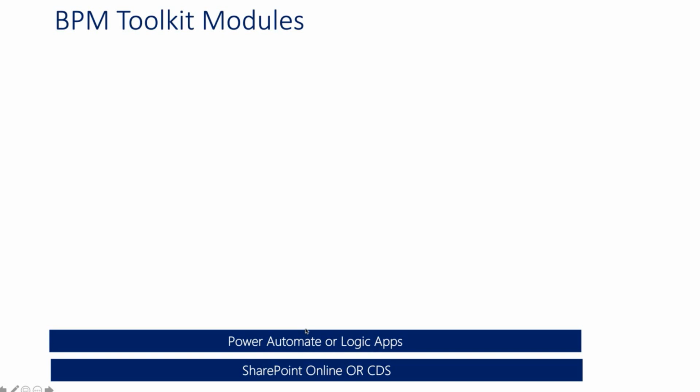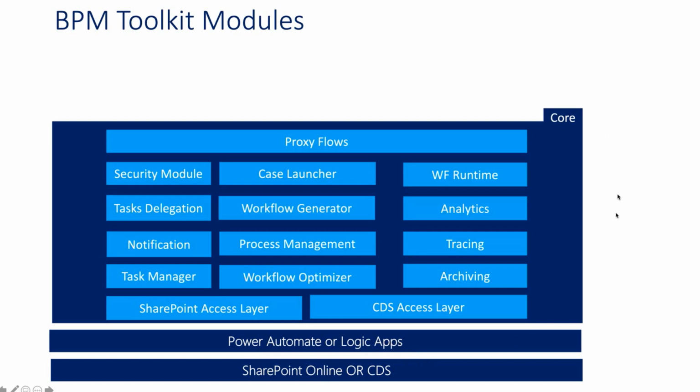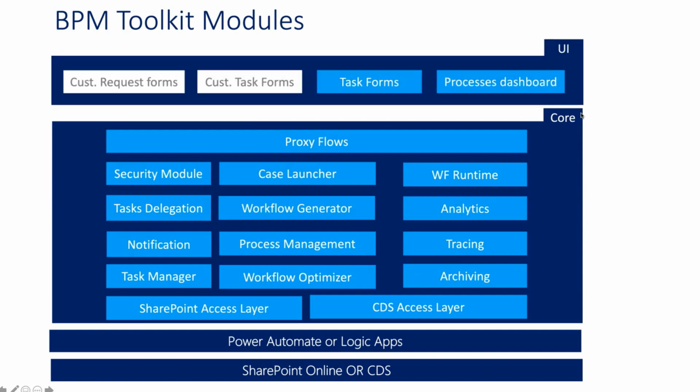Okay, so I use Power Automate as much as I can. There's no benefit for me of using Logic Apps. There are core components in the BPM toolkit. I won't go through all of them, but you can see that there is a security module, a task delegation module, and a workflow generator. There is a runtime, which allows you to go backward, forward, that understands a set of verbs, analytics, tracing, archiving, etc. So these are the core components.